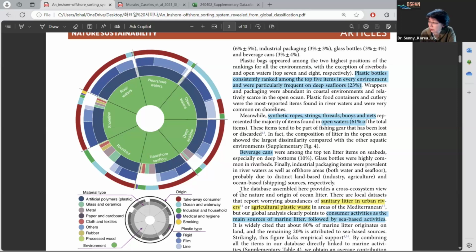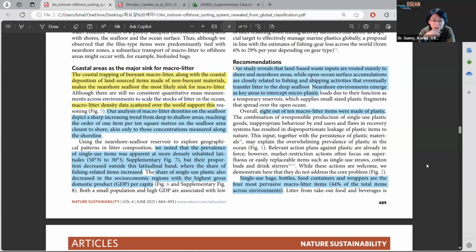I would like to go to the recommendation part. Yes, in the second paragraph: overall, 8 out of 10 macro litter items were made of plastic. The reason is the combination of irresponsible production of single-use plastic goods, inappropriate behavior by end users, and flaws in recovery systems. So in this paper, they mentioned the irresponsible production of companies and inappropriate behavior as well. That point was good for me.